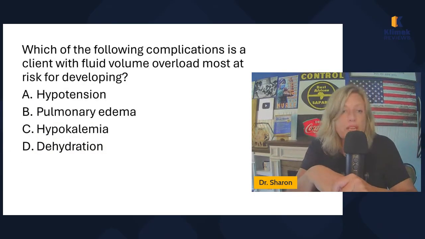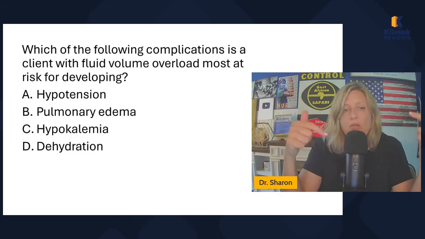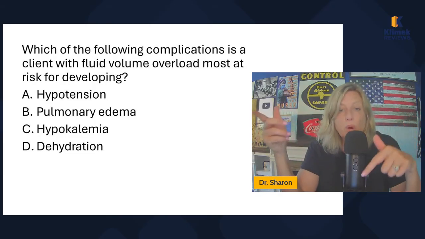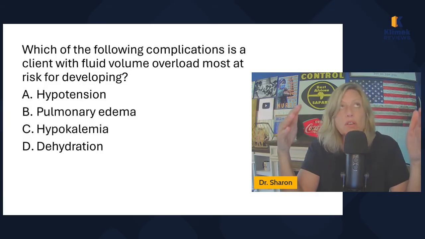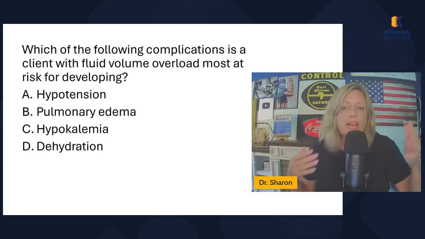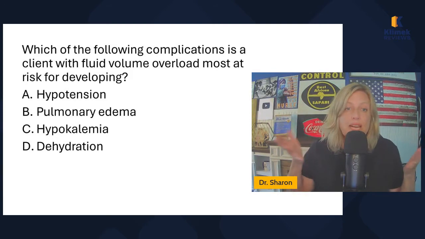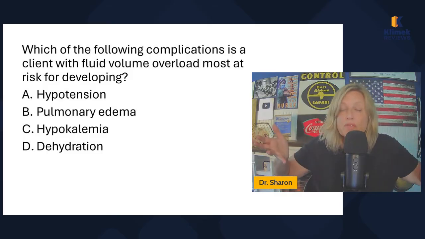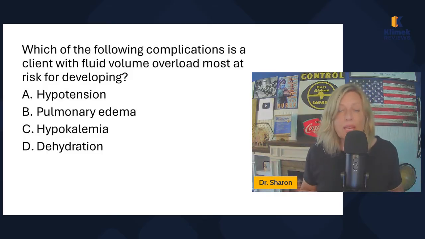Which of the following complications is a client with fluid volume overload most at risk for developing? Hypotension, pulmonary edema, hypokalemia, or dehydration? Well, if they're volume overloaded, I know dehydration is not the problem. Hypotension, I would be more looking for increased blood pressure with increased volume. So I'm going to cross off A and D. So pulmonary edema, well, that's fluid in the lungs. So is that associated with overall increased fluid volume? It is. How about hypokalemia?